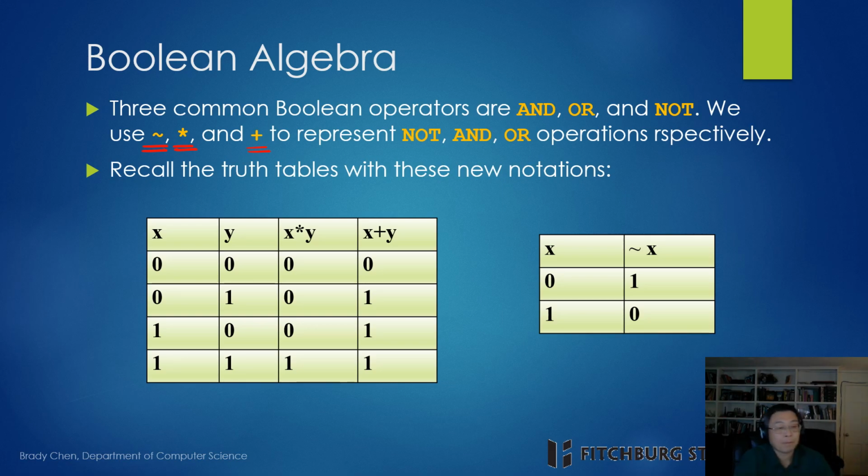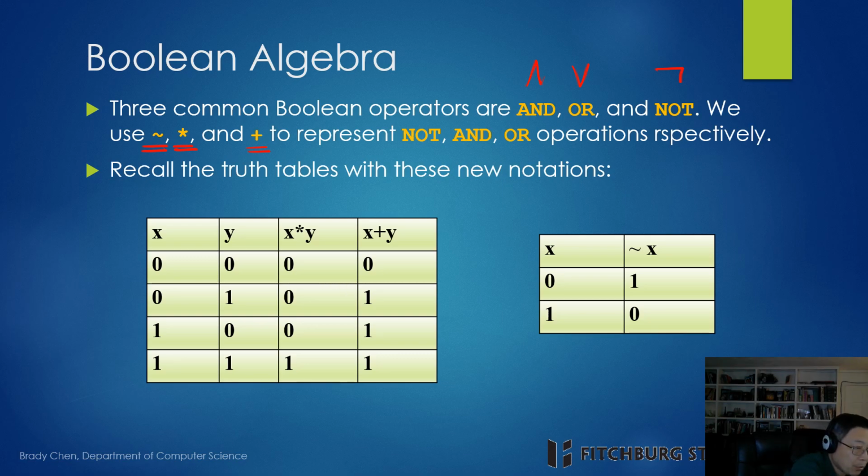Remember, in Module 1, we used a different set of symbols. Remember these three symbols. One is the angle up. We use this to represent and, angle down we use to represent or, and this one represents not.